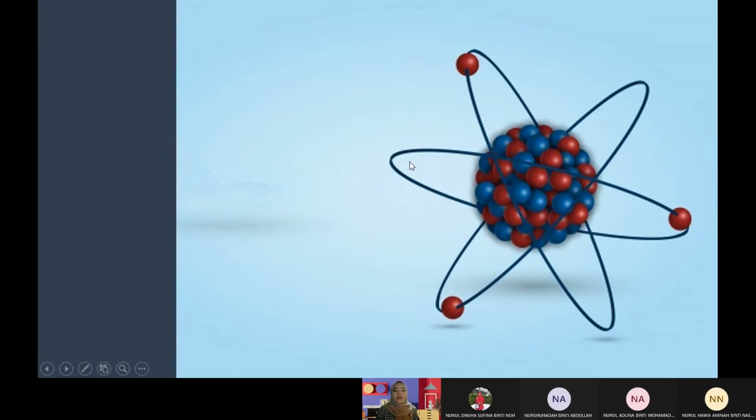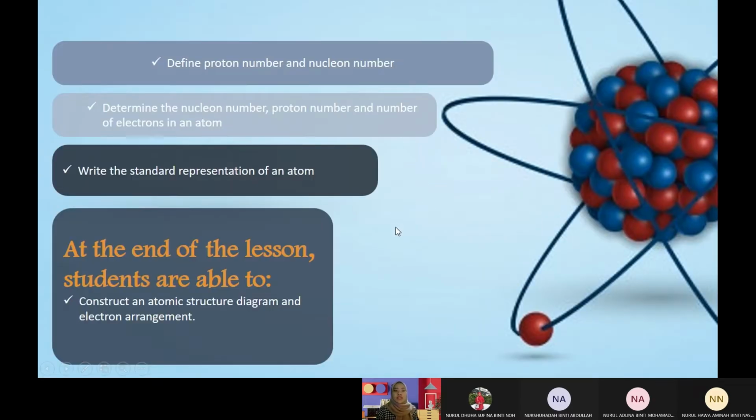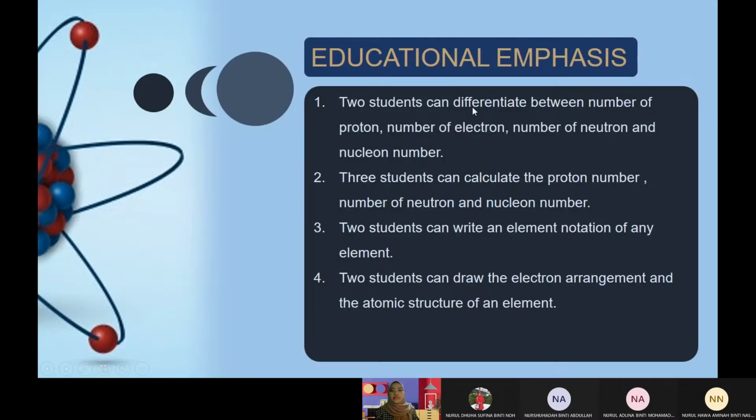Okay, first of all, I will share the learning outcome of the topic. At the end of the lesson, students are able to define proton number and neutron number, determine the neutron number, proton number, and also number of electrons in an atom, write the standard representation of an atom, and lastly, construct an atomic structure diagram and electron arrangement.